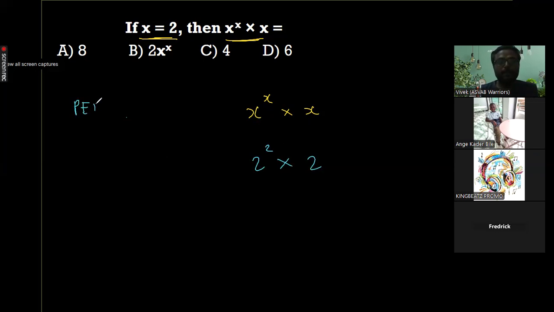So we don't have parentheses. We have exponents. We'll solve that first. 2 to the power 2 is nothing but 4. Write down the next step as it is. Do we have multiplication? Yes. So 4 times 2 is nothing but equal to 8. Did you get it, Frederick?